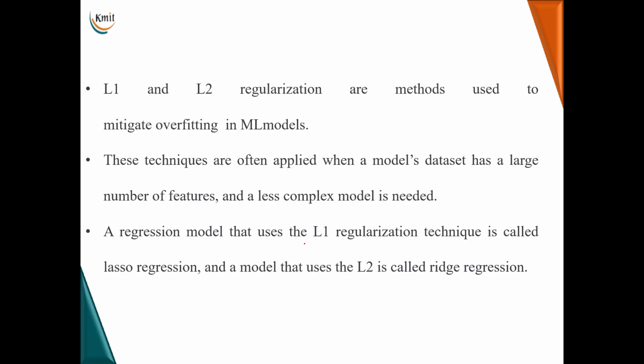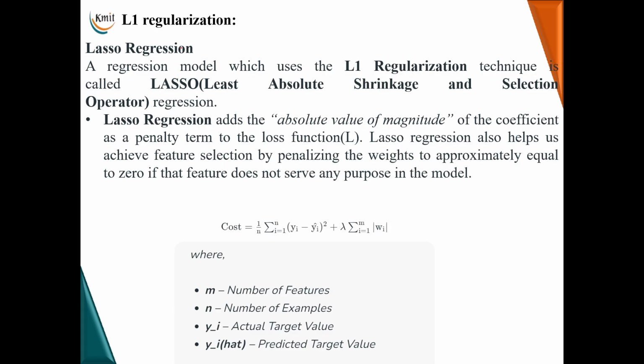A regression model that uses the L1 regularization technique is called lasso regression, and a model that uses L2 is called ridge regression. So L1 and L2 regularizations are also called lasso and ridge regularization techniques, and most regression models only make use of these regularization techniques. Coming to the first one, L1 regularization, also called lasso, and lasso means least absolute shrinkage and selection operator regression. It will add the absolute value of the magnitude of the coefficient as a penalty term to the loss function or cost function L.